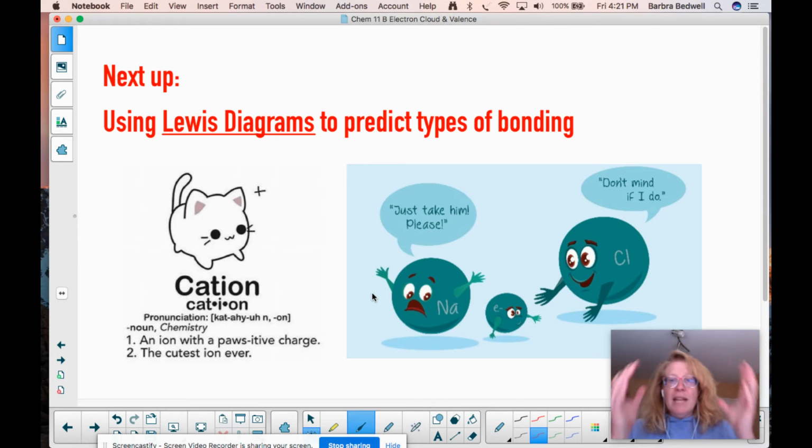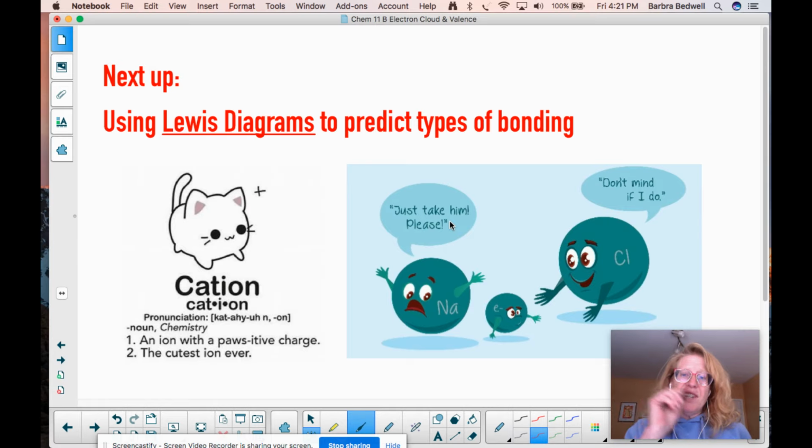Using the electron structure and the idea of energy levels and the electron cloud, we can figure out things like Lewis structures and how many valence electrons are out there, and figure out how many they could gain or lose to become an ion and then start to bond together and do some interesting things.